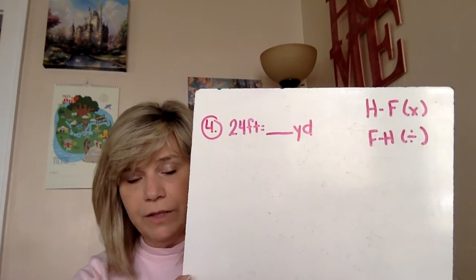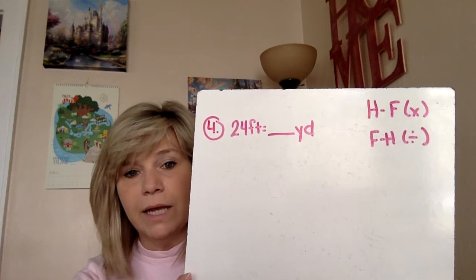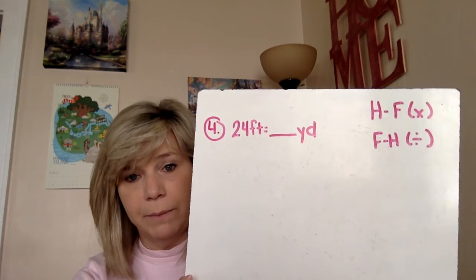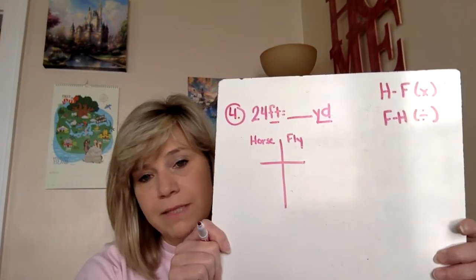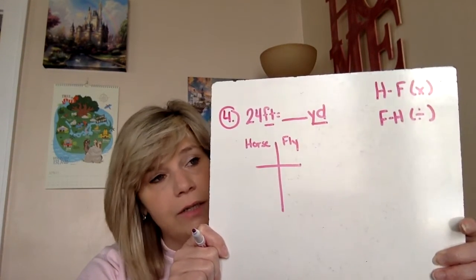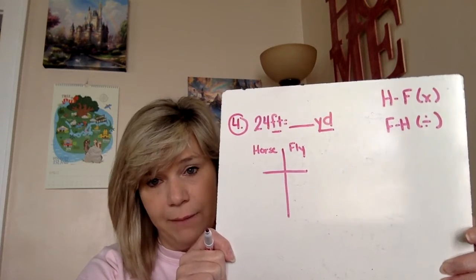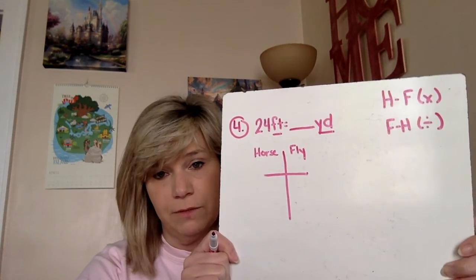24 feet, and we're going to figure out yards. So again, now here's where it gets repetitive, okay? So you copy down your new problem, and the next thing you're going to do is make your T-chart. I'm going to underline these units. And I'm going to put horse, I'm going to put fly. So same repetitive parts there. T-chart, horse first, fly second, okay? Space under the horse, space under the fly.